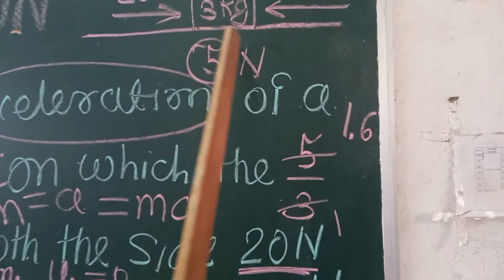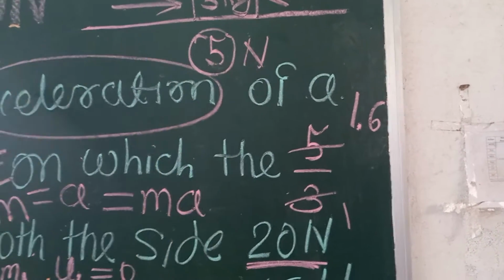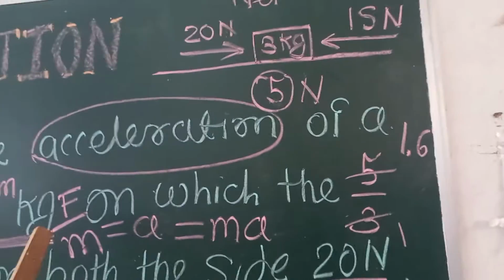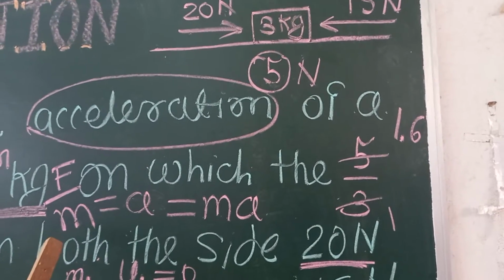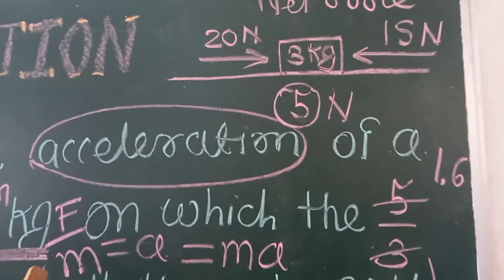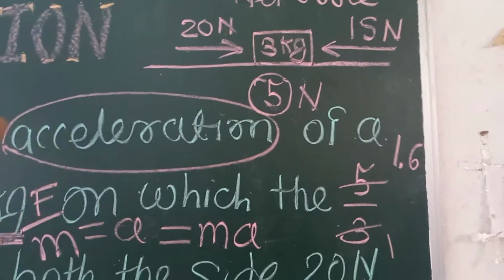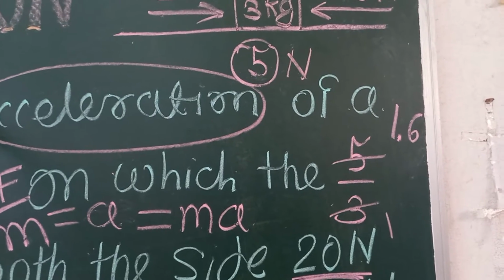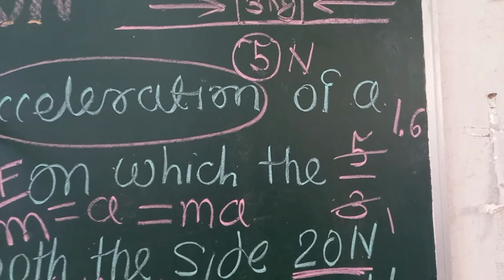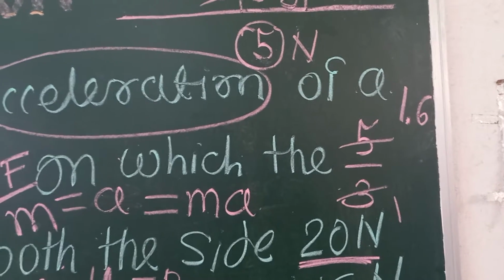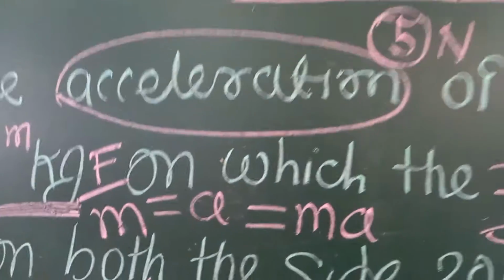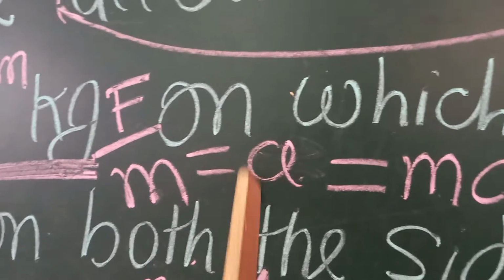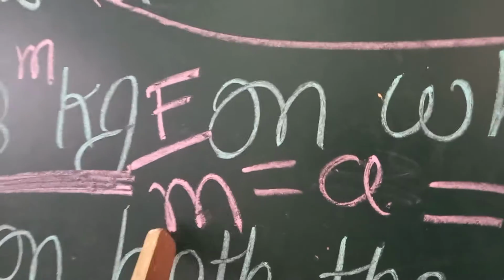This force we got, but here we have to calculate acceleration. So what is the formula? F is equal to ma. But how to calculate a then? We can bring the m to the F side, which means F by m is equal to a.